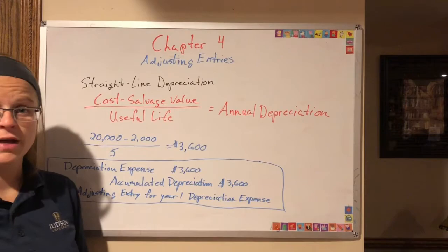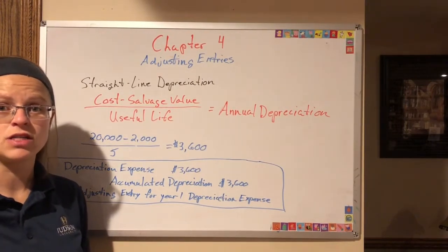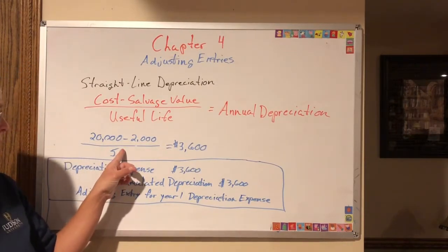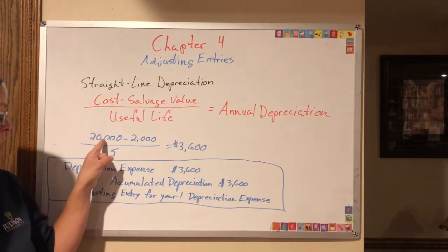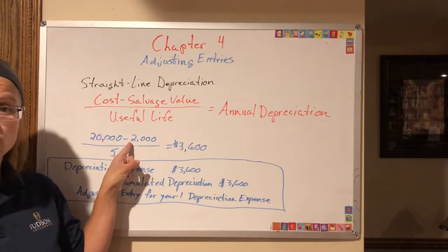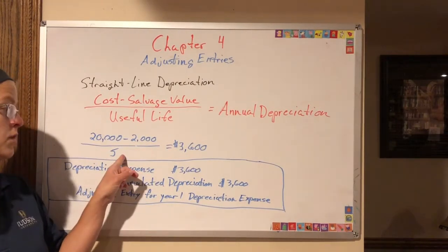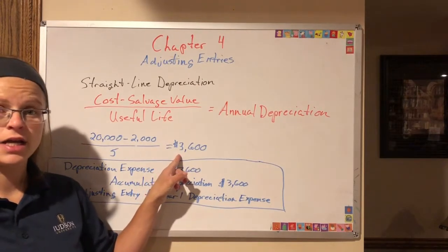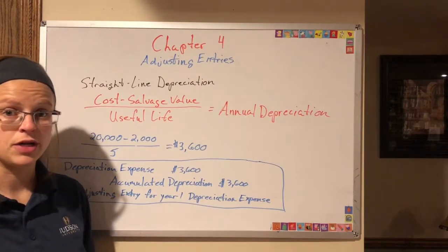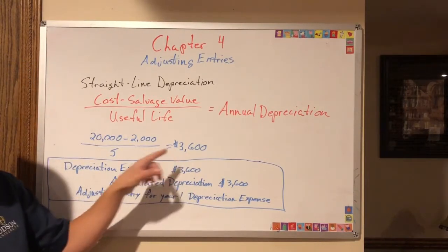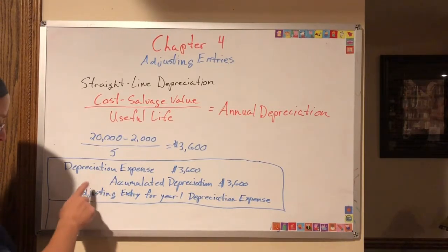So for example, in Greater Athletic Performance, Ann purchased $20,000 worth of equipment, and the salvage value of that equipment is $2,000. So if we take the $20,000 minus the $2,000 divided by the useful life of 5 years, her asset is going to depreciate by $3,600 per year. All right. So $3,600 per year. And a journal entry would look like this.